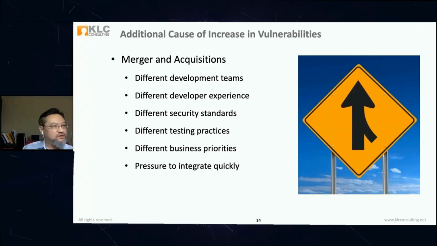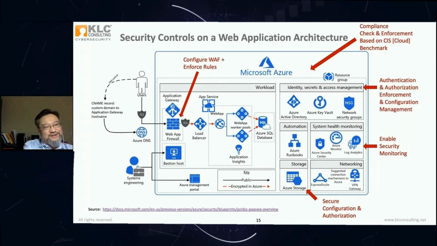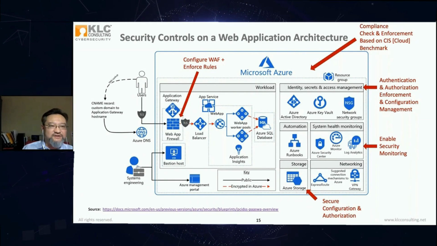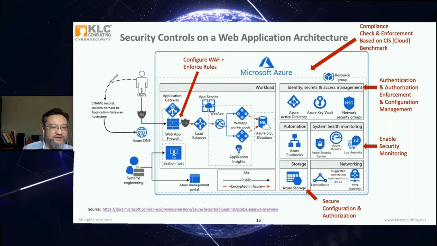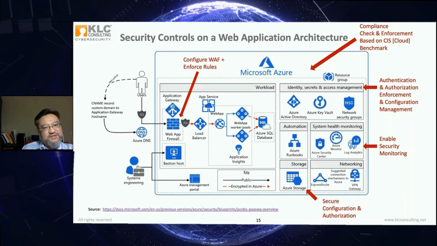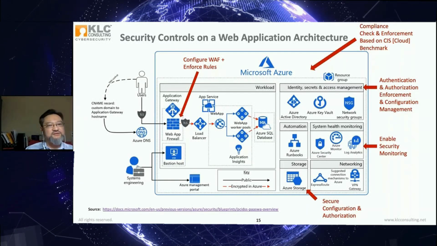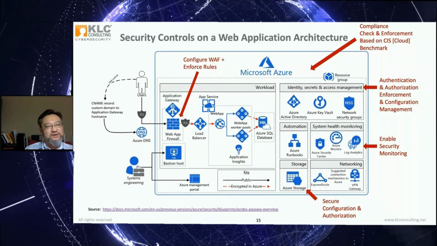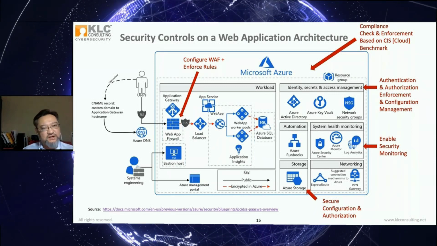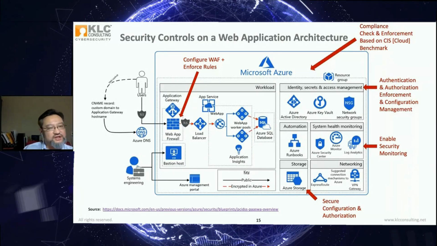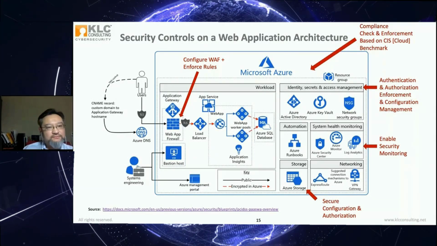Now you know all about the vulnerabilities, right? And that's all the problems that you're having. So here is an example of the security controls that we can put in for web application architecture. I use Microsoft Azure as an example here, but these security controls can be put into any other cloud architecture as well, whether it's AWS or others.